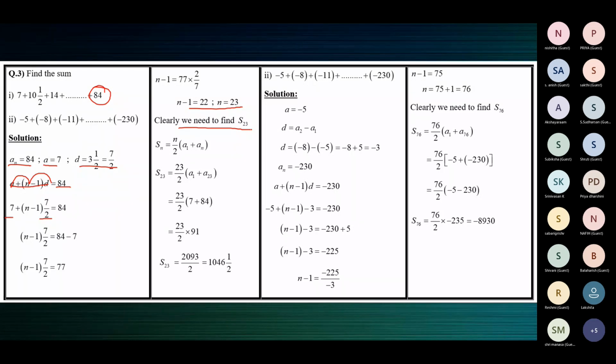And what is S23? Sn is equal to n by 2 of the first term plus the last term. S23: n is 23, so 23 by 2 of the first term, which is 7, plus the 23rd term, 84. That is, a1 plus a23.